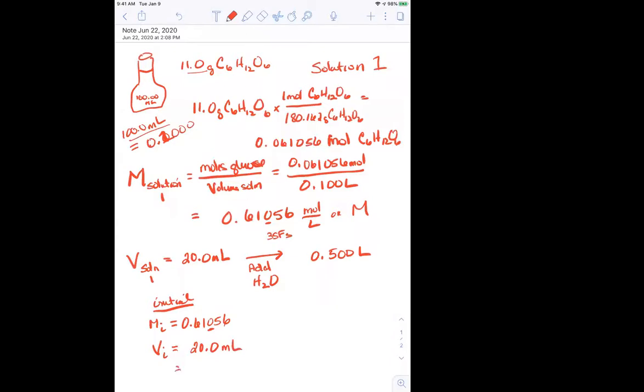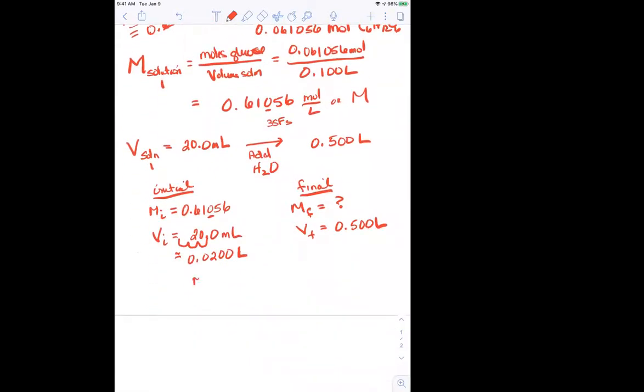or I need to have these in the same unit. I can't use milliliters and liters. I either have to use milliliters and milliliters or liters and liters. So I'm going to convert this to liters. This is 0.0200 liters. My final molarity is going to be unknown until I do this dilution calculation. And then my volume of that final solution is going to be 0.500 liters. So if I use M initial, V initial is equal to M final, V final, I'm looking for M final.